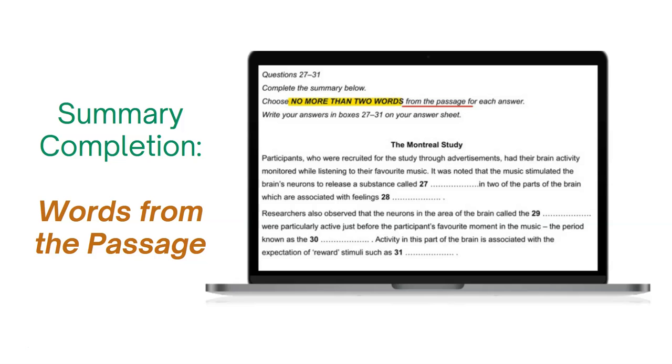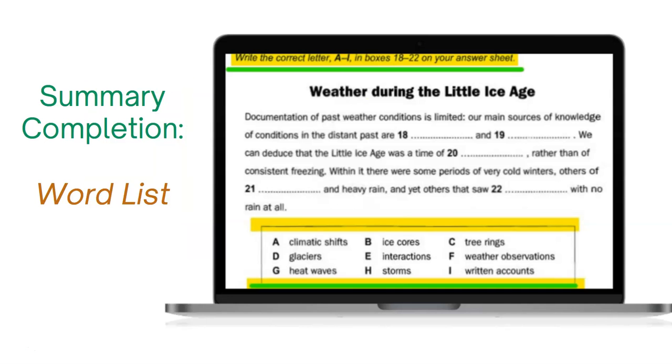Let's look at the other question type. Here we have a word list, and IELTS is telling us to write the correct answer on our answer sheet. And here in this vocabulary box, or this word box, we have the list of words where we choose.